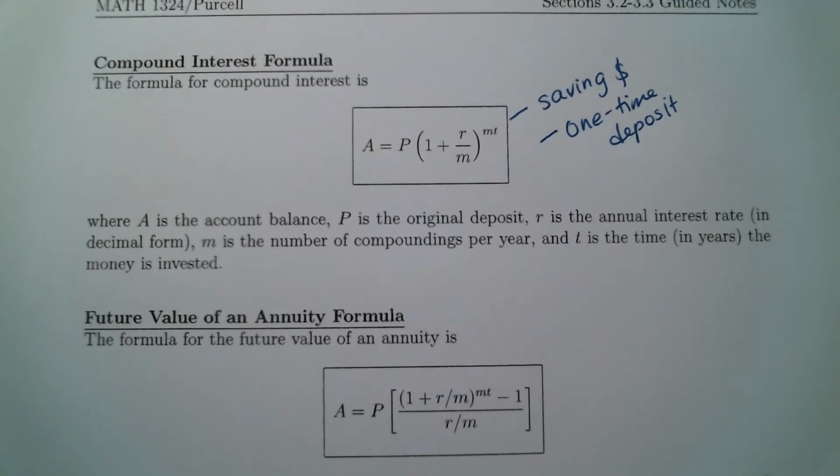We also said that you could have a compound interest loan. If you have a compound interest loan, R would still be the interest rate, T would be the amount of time that the money's borrowed, M would still be the number of compoundings per year, but then P would be the amount of money borrowed, and A would be the total amount that you'd have to pay back when you paid back the loan.